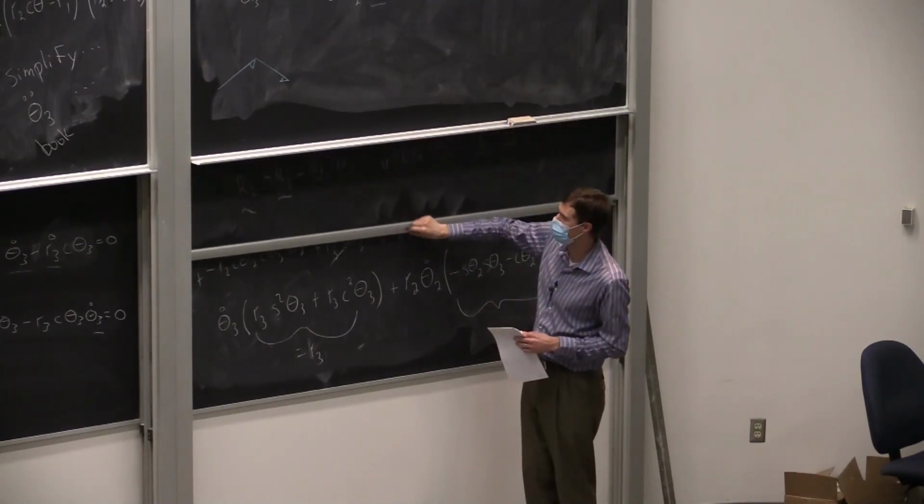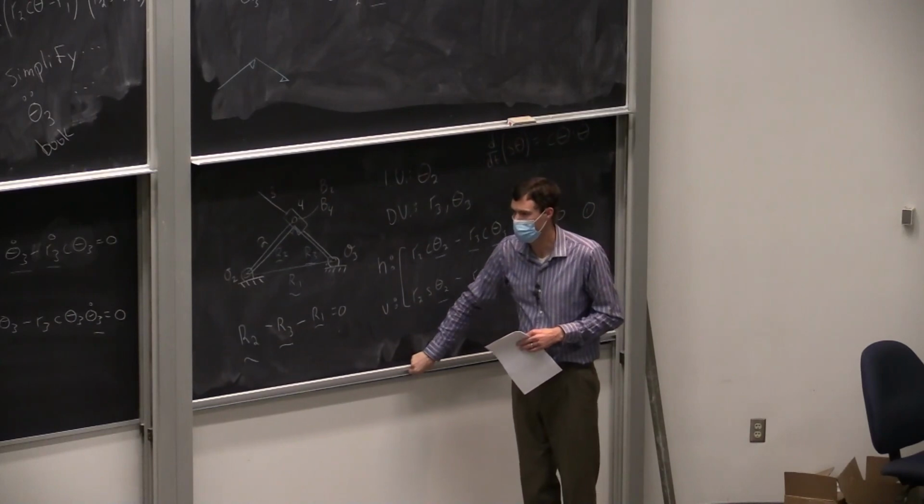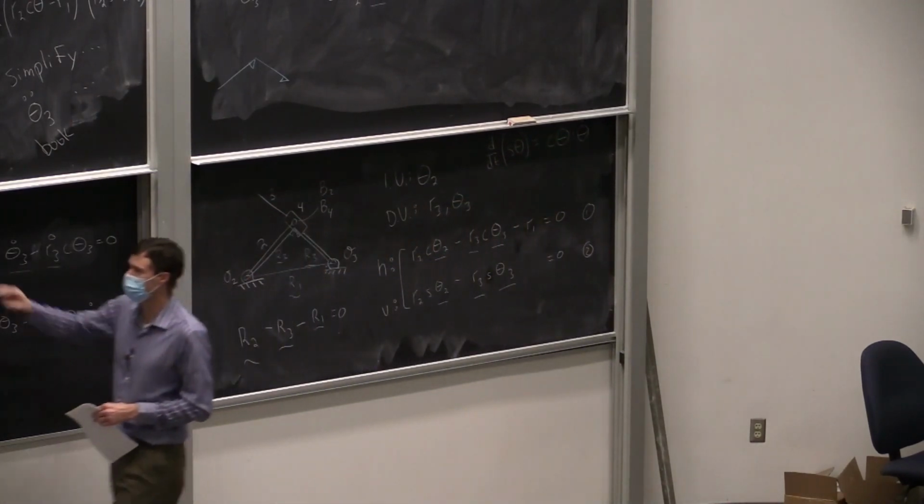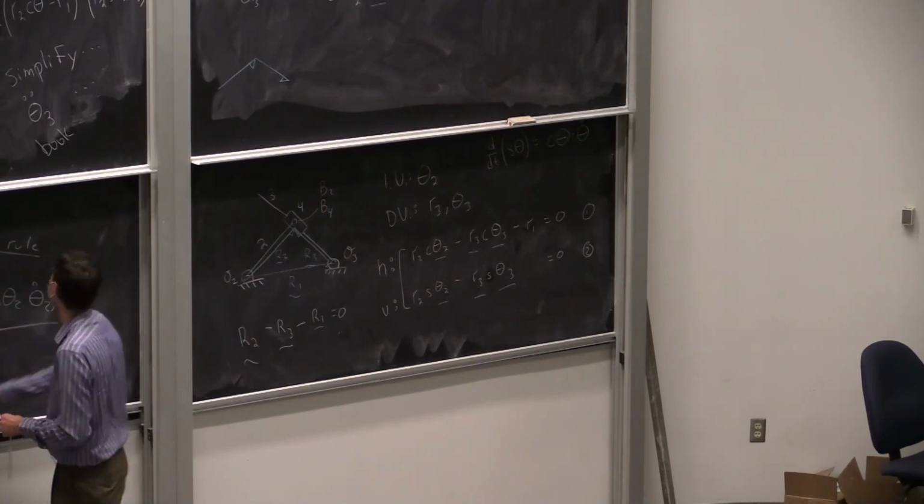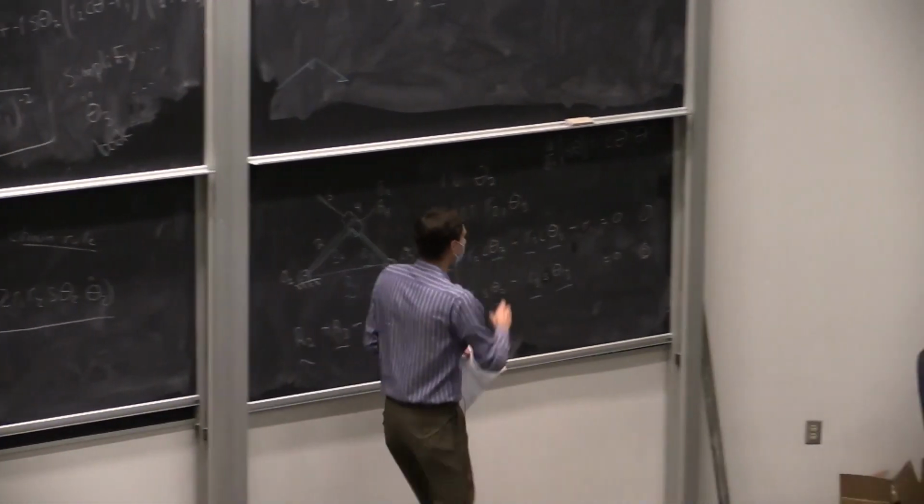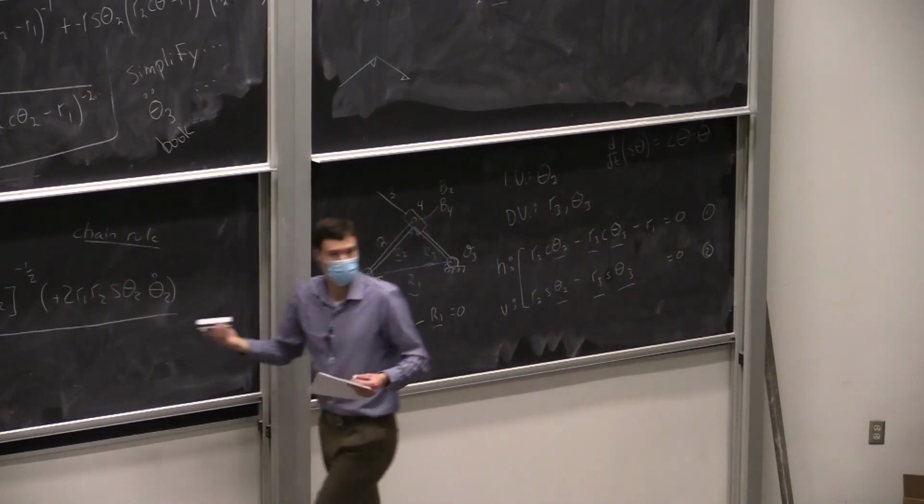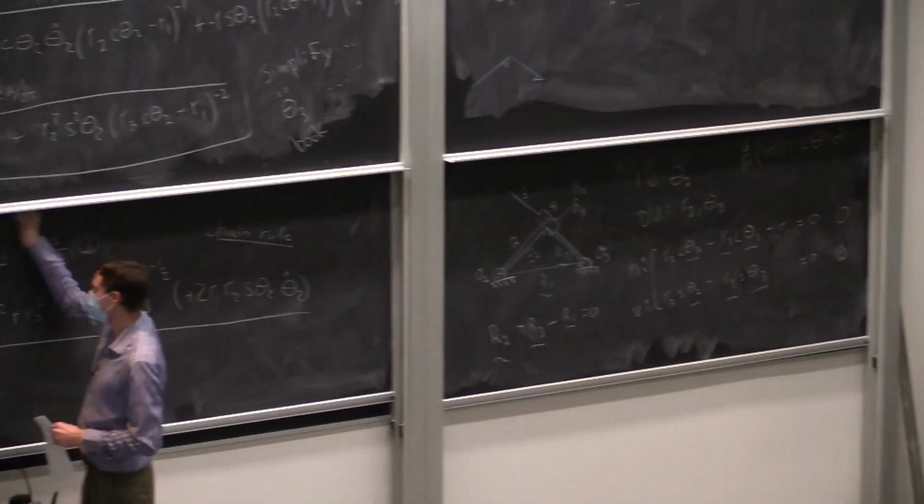So let's get our mechanism up here. We have equations for r3 dot and theta 3 dot. Those are our solutions, right? Velocities of the output. So what does it mean for one of those to be positive or negative?